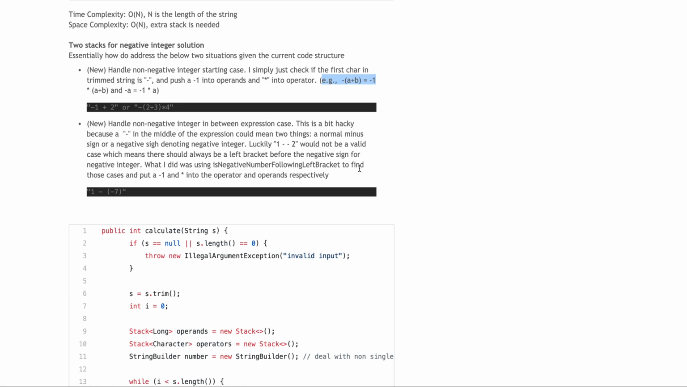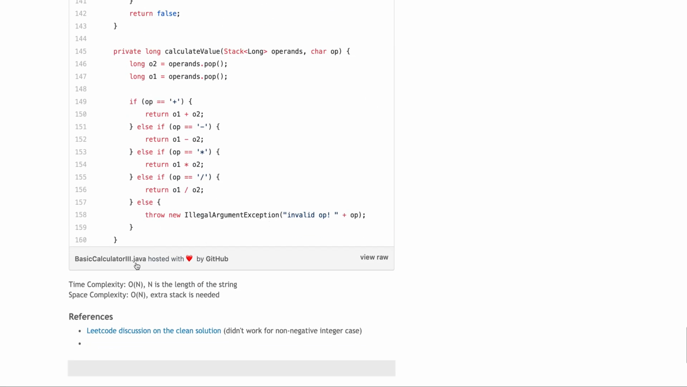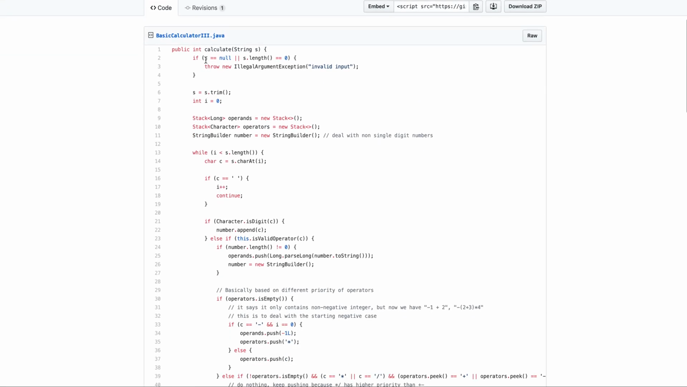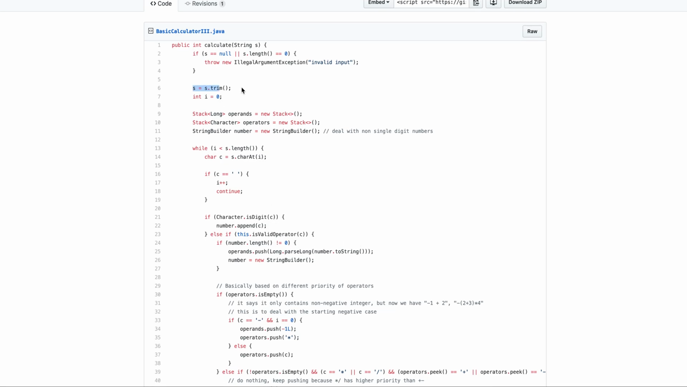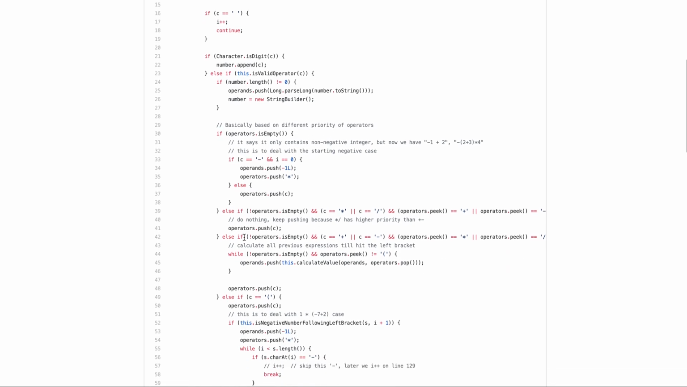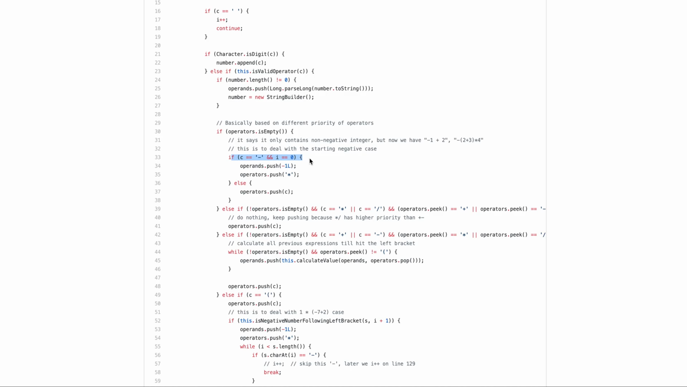So for the code part, let me put the code out here. This is the basic calculator three code. Everything else is essentially the same. Just note here, I will trim the string because I want to handle the case relatively simply, kind of hacky in a way. If operator is empty, and if the first character of the trimmed string is a minus sign, I push a minus one, note this is going to be a long, and push a star sign there, else I just push everything else. So this is basically one difference to handle the negative integer.